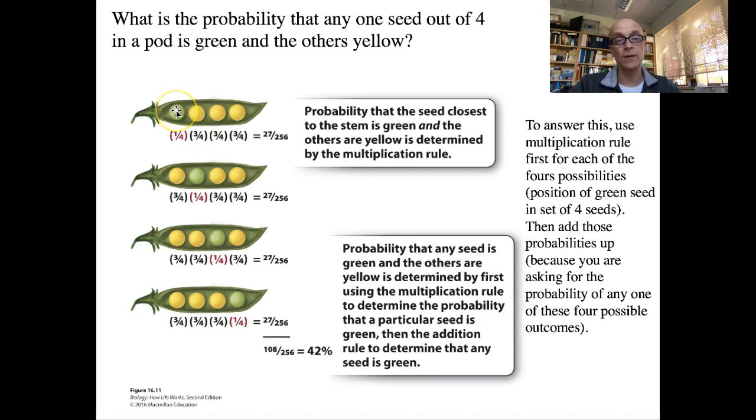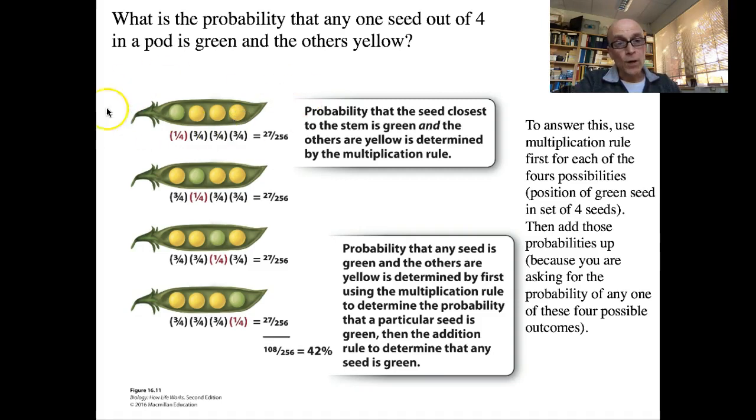So it could be that this one is green and the others are yellow, or it could be that this one is green and the others are yellow, or the other combinations. So the probability that the seed, let's say we start here, closest to the stem, is green and that the others are yellow is determined by the multiplication rule. So there's a 1 in 4 chance that the seed is green, right? 1 in 4, little a. And there's a 3 in 4 chance that the seed is yellow. It could be either big A big A, or it could be big A little a. So there's a 3/4 chance for this one, and for that one, that it's yellow.